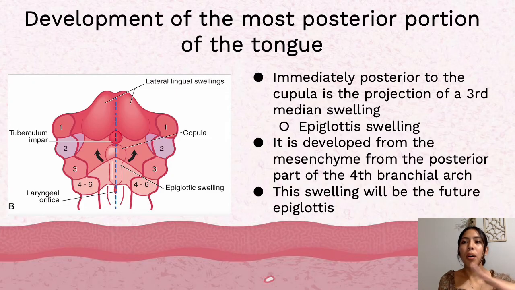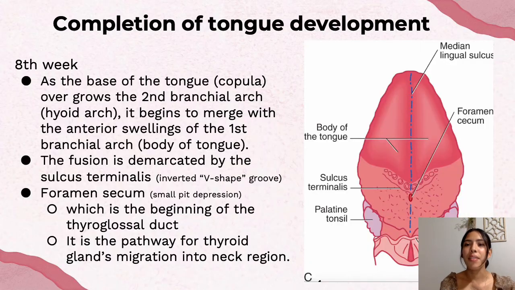Moving on, immediately posterior to the copula is the projection of a 3rd medial swelling. This swelling marks the development of the most posterior portion of the tongue, and it's called the epiglottal swelling. This will also be your future epiglottis. And finally, completion of the tongue development occurs during the 8th week, and it consists of the copula of the tongue fully overgrowing the second branchial arch, and it begins to merge with the anterior swellings from the first branchial arch. Eventually, they fuse, and this is demarcated by the sulcus terminalis, an inverted V-shaped groove located between the base of the tongue and the body of the tongue.